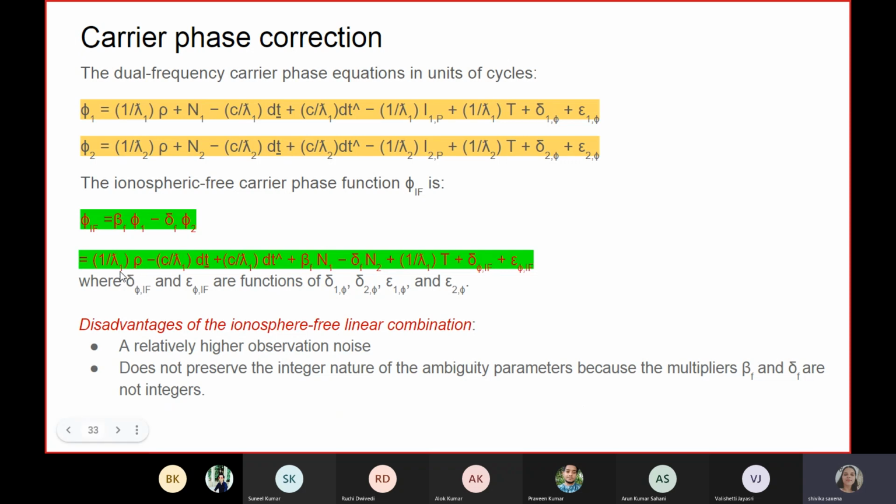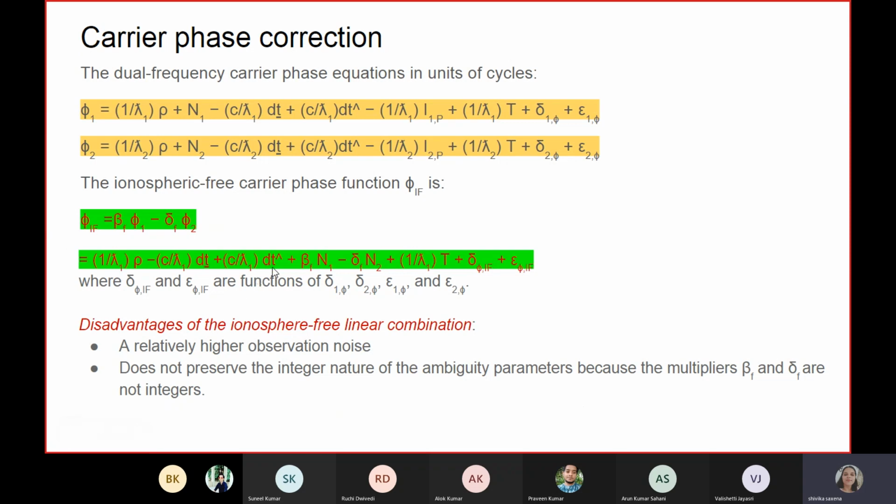So here you can see the geometric range portion is here, then receiver clock, then satellite clock, then ambiguity, then again ambiguity for 1 and 2, then tropospheric delay, then multipath and measurement noise. Here you can see the ionosphere term has vanished. So this is how the ionospheric free carrier phase function phi IF is obtained.